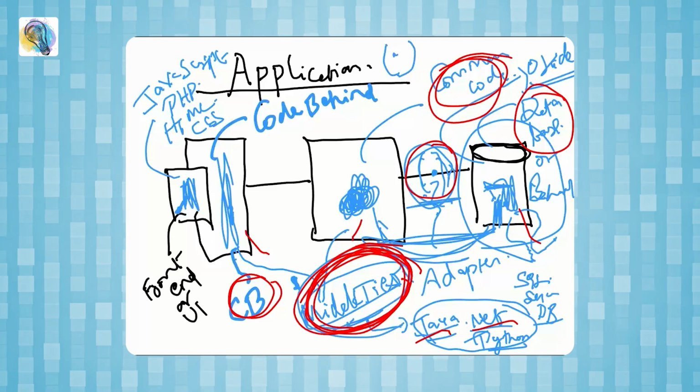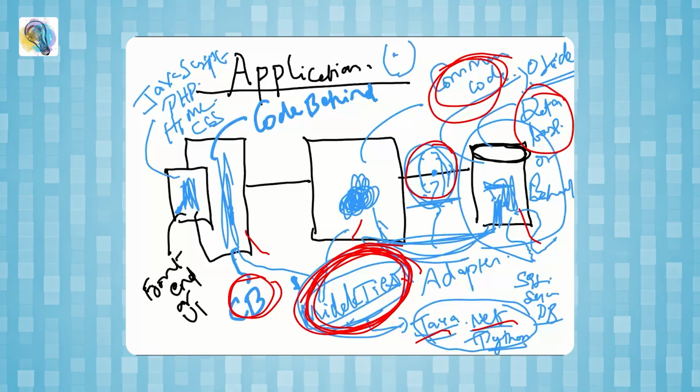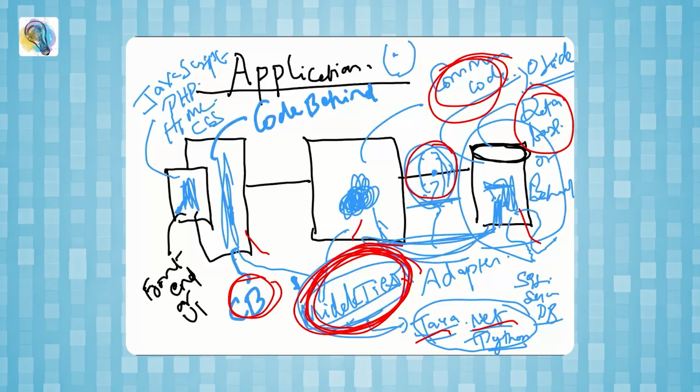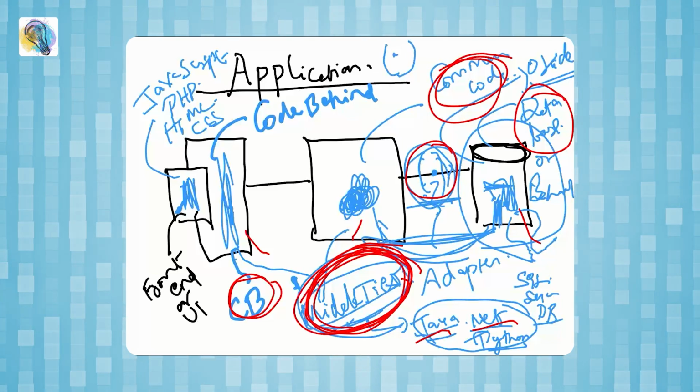Do we need an adapter for code behind and middle tier? I mean, common code too? Not common code. Code behind and common code put together, we call it the middle tier.